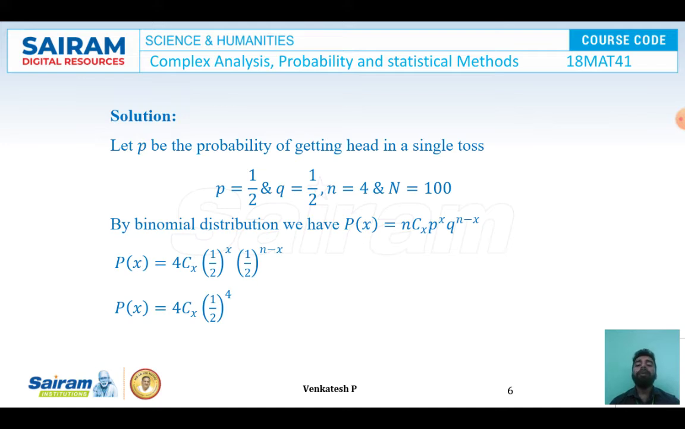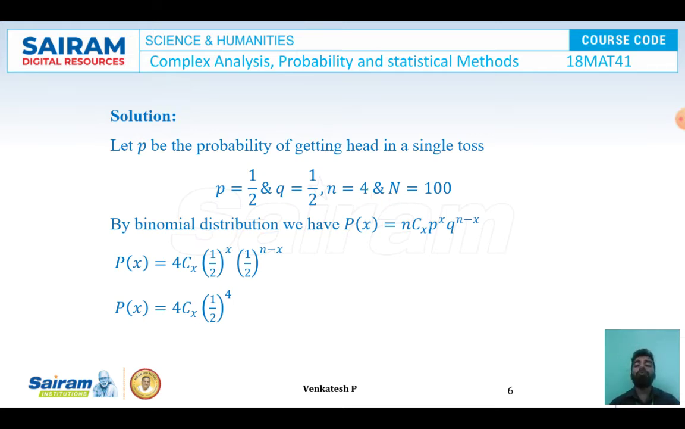Let P be the chance of getting a head in a single toss. As we know, in tossing a coin one time, the possible outcomes will be either head or tail. So we'll be having two outcomes. In that, choosing one head out of two outcomes is 1 by 2. So P is equal to 1 by 2. Since P is 1 by 2, Q will be equal to 1 minus P. So Q will be 1 by 2. And n is given as 4 and capital N is given as 100.